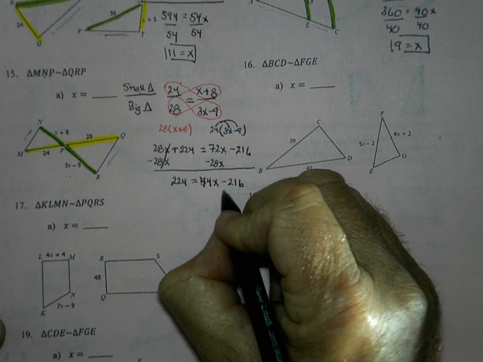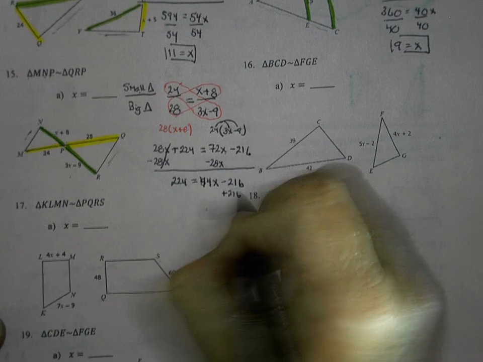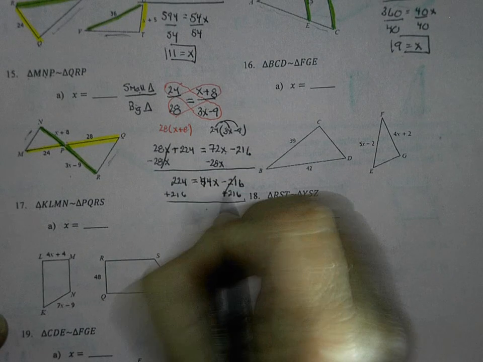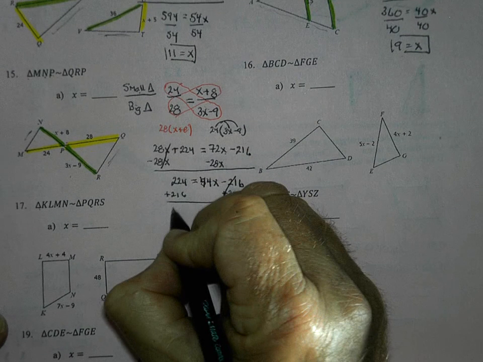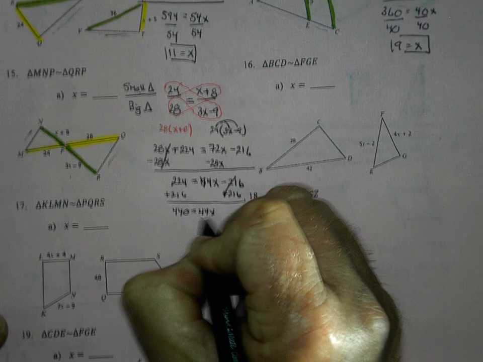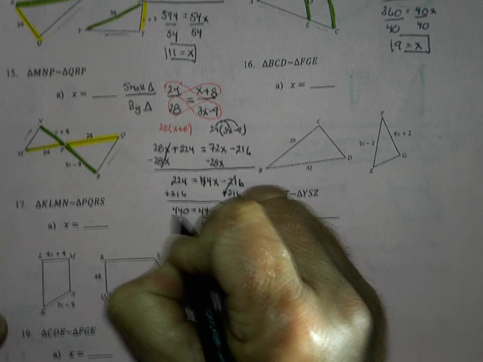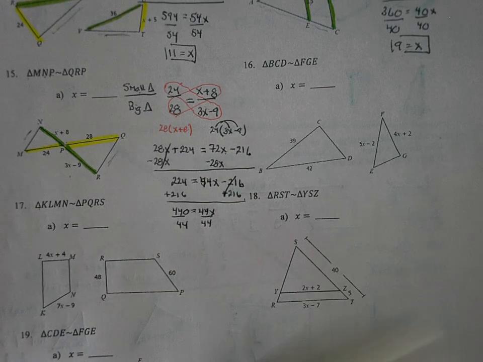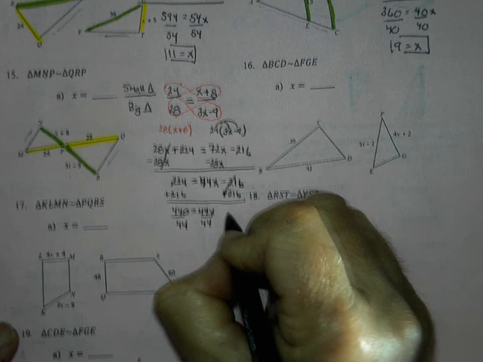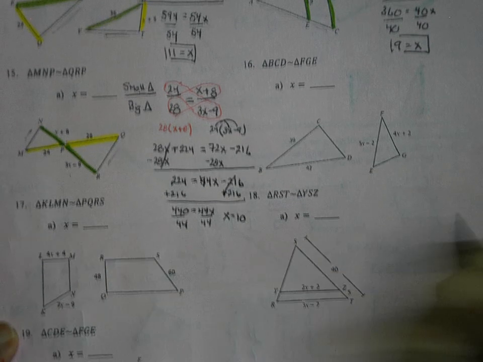Now we're going to add 216 to both sides of the equation. That's going to make the equation 440 is equal to 44x. And then the last step to solve for x would be to divide by 44. So 440 divided by 44 is 10. So therefore, number 15, x is equal to 10.